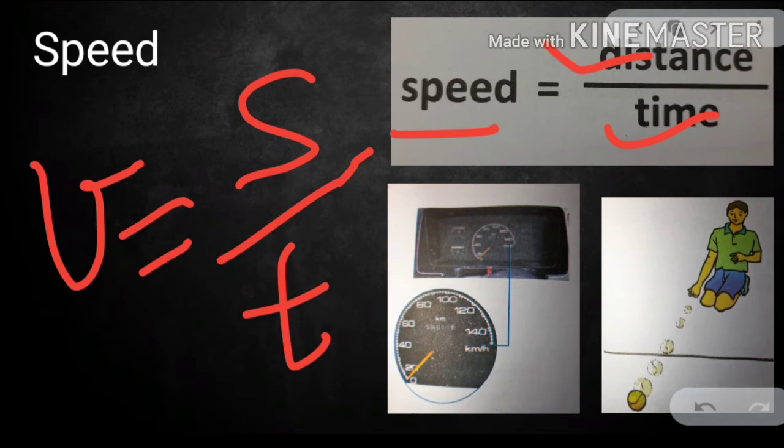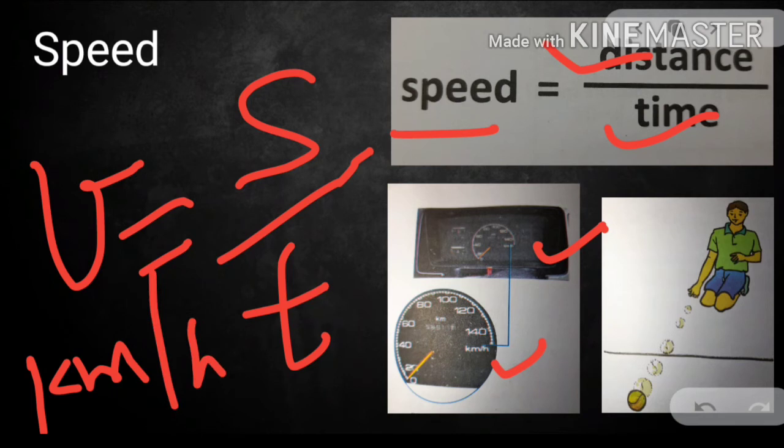So one is the speedometer and the other one is the odometer. The speedometer records the speed of a vehicle, for example a car or scooter, in kilometer per hour. All automobiles are fitted with a speedometer in the driver's panel.